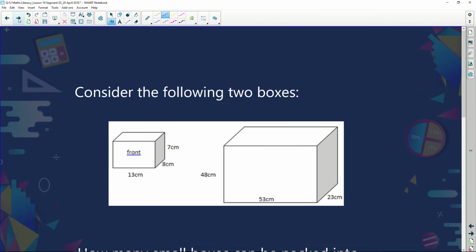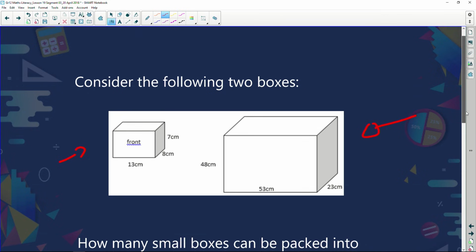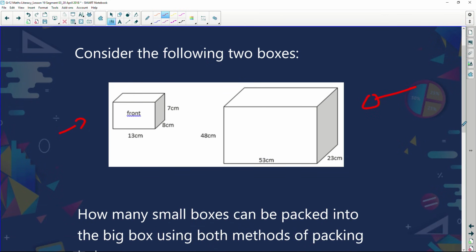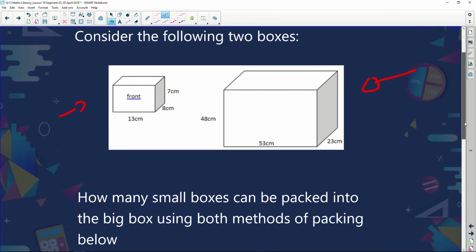Okay, having said that, we are now going to look at different packaging strategies. I've got two boxes here. I've got a big box, here she is, and then, shame, I've got a tiny box. And what we're going to do is this. We're going to see how many small boxes can be packed into the big box using both methods of packing below.